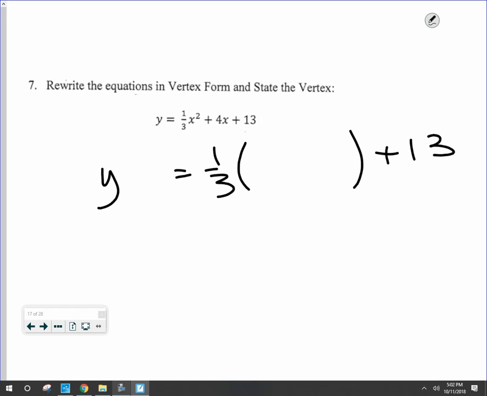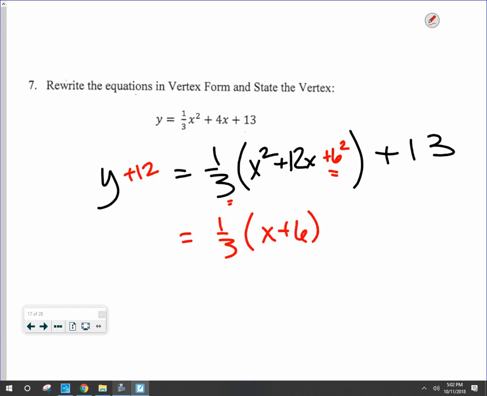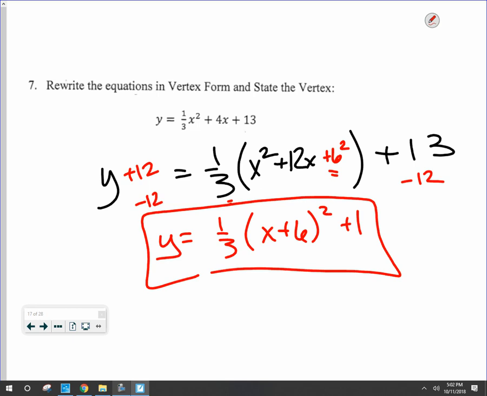So if I divide the first term by 1/3, I get just x squared. If I divide the 4 by 1/3, I actually get 12x. Half of 12 is positive 6 squared. But on the other side, you have to multiply it times 1/3 when adding it to the other side. That completes my square. Add, or in this case, subtract the constant over to put it in vertex form, and you get negative 6, 1 as your vertex.